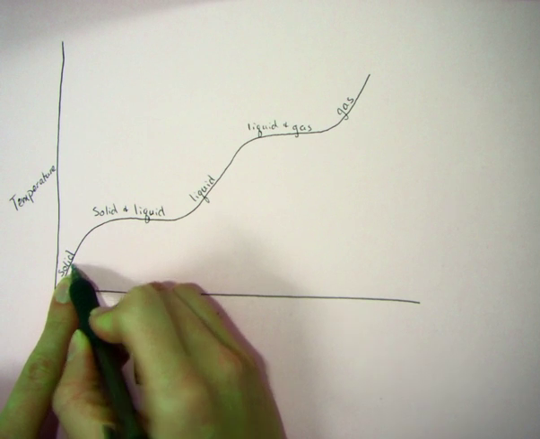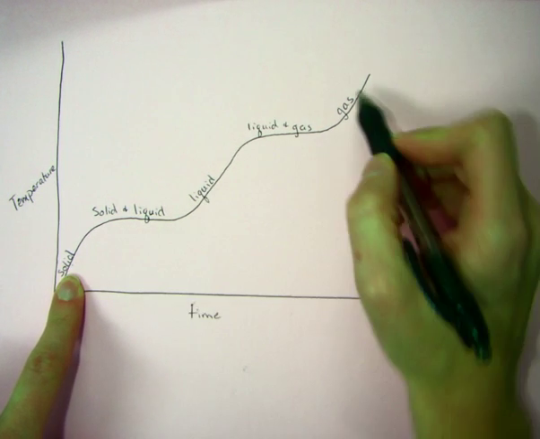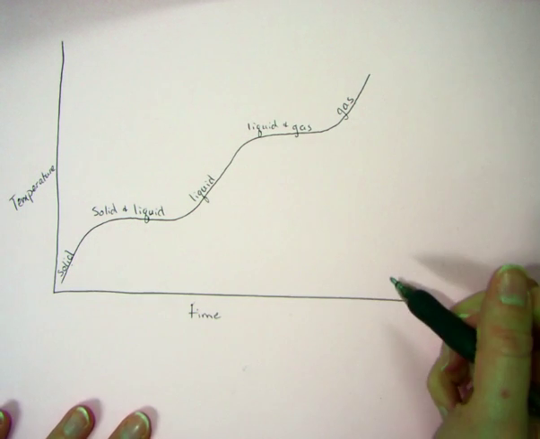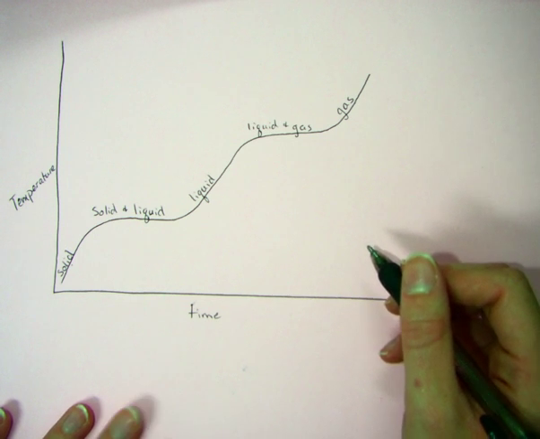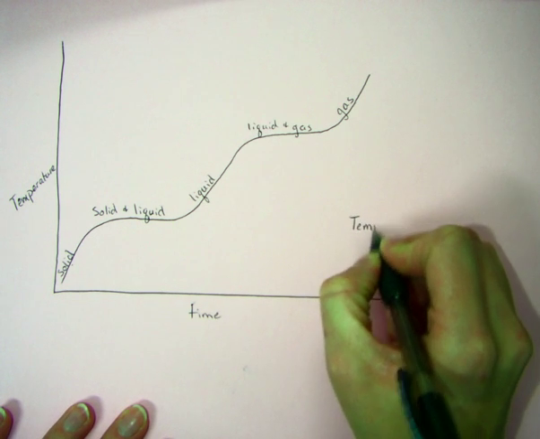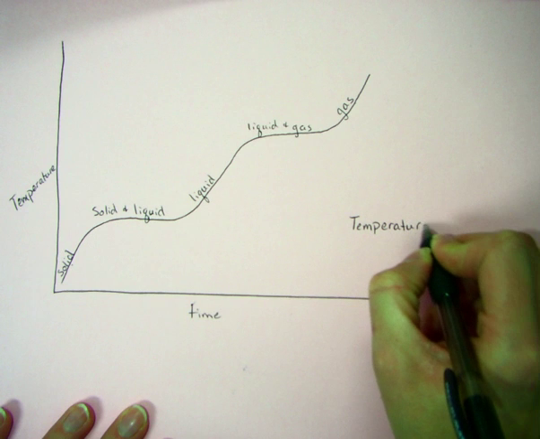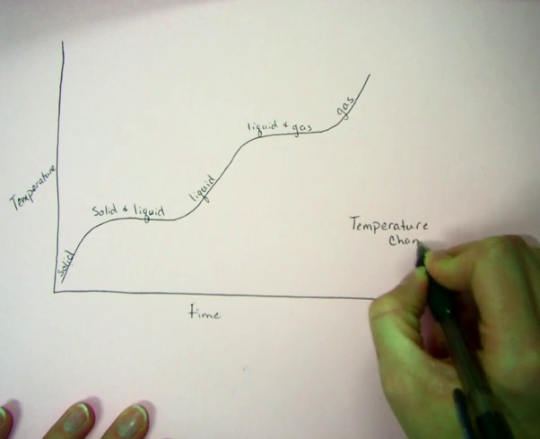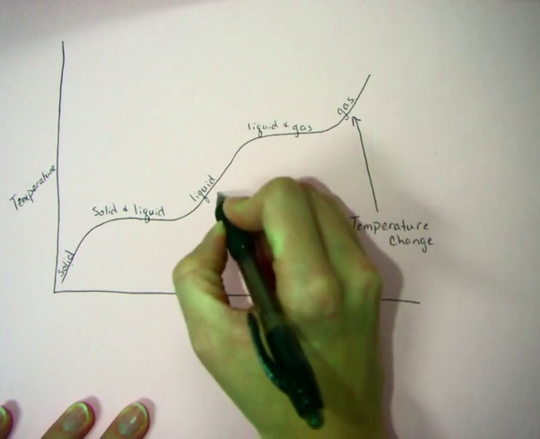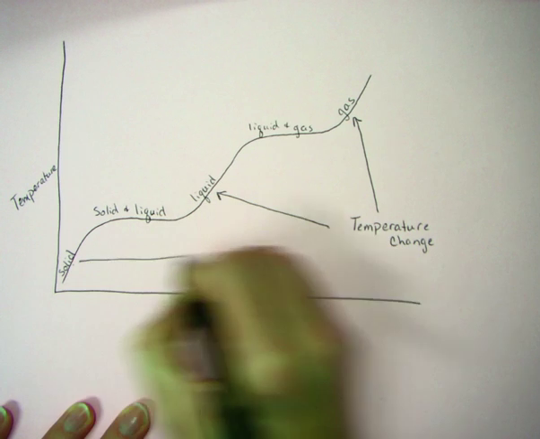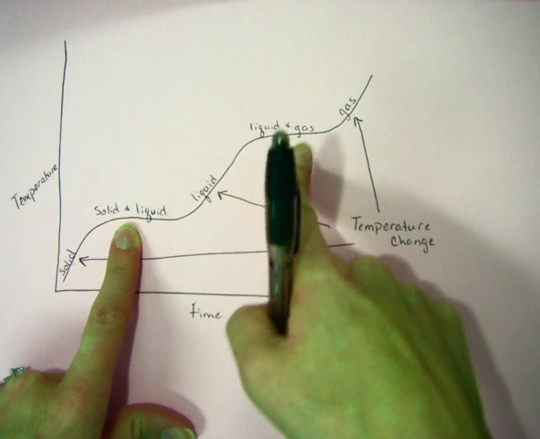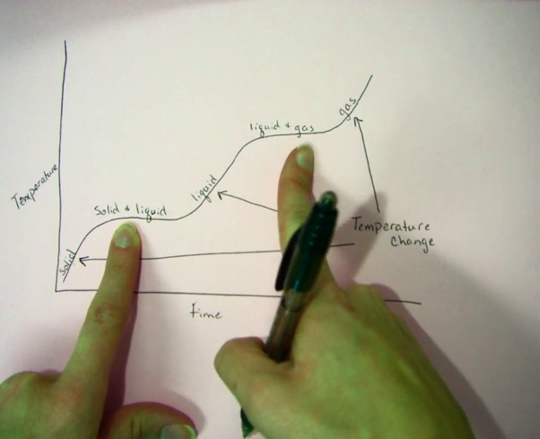These regions where we only have one phase present, so the solid area, the liquid area, and the gas area, we see a temperature change because all of the energy that goes into that system is going to increasing the thermal energy of whatever is present. So we see temperature changes when we have one phase. So that's here, here, and here.